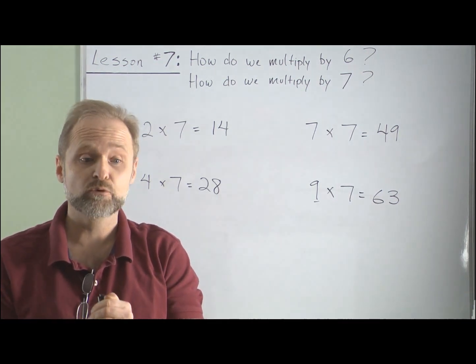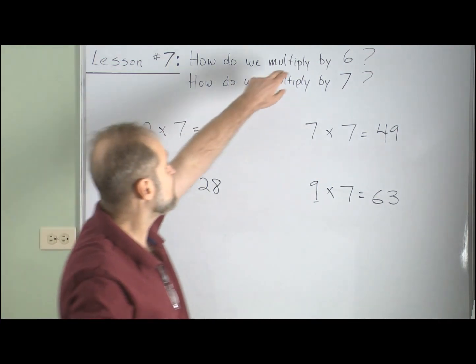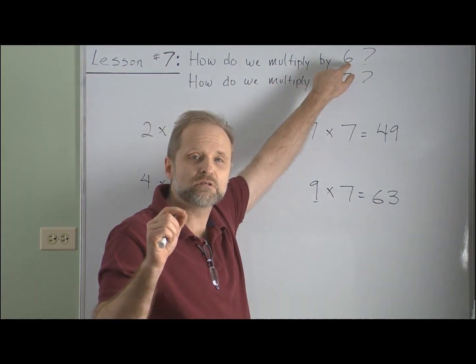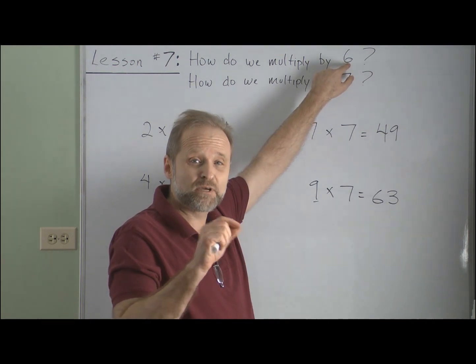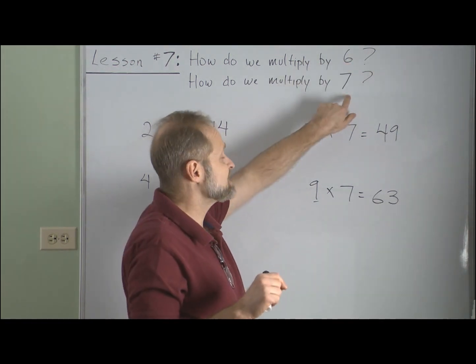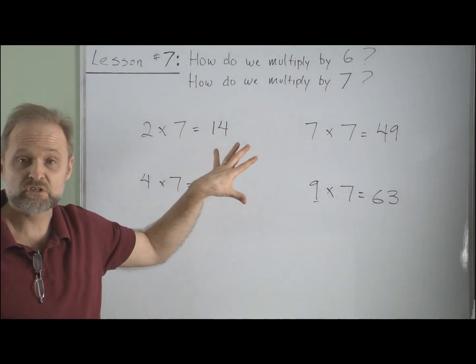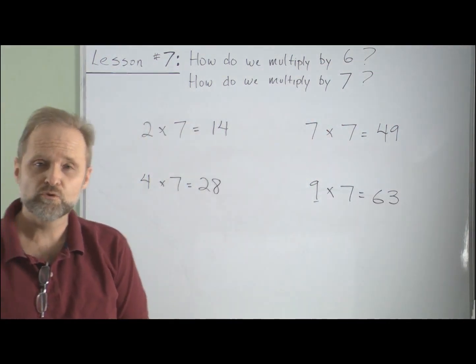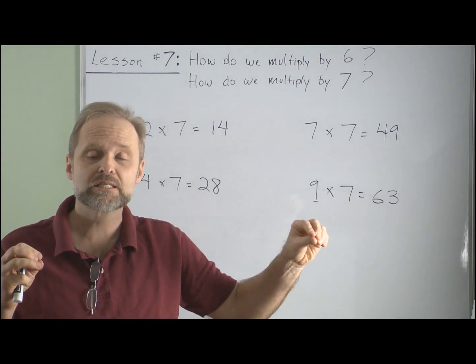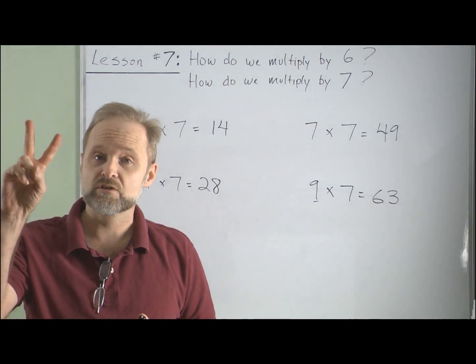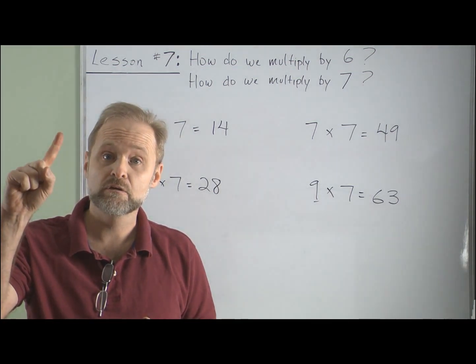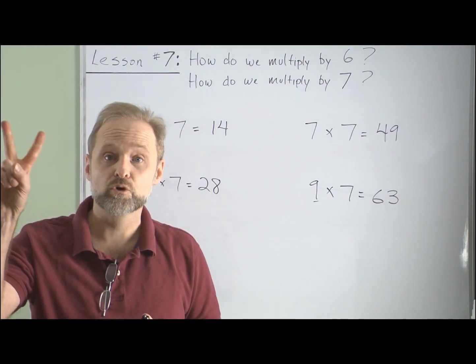Let's take a moment and recap here. Multiplying by 6s, the secret is to learn to skip count. Same thing with 7s. 7s are the tough one, the toughest of the bunch. So be patient with yourself. Learn to skip count by 7s. And remember 2 things: spend your time on skip counting and spend your time on your worksheets.